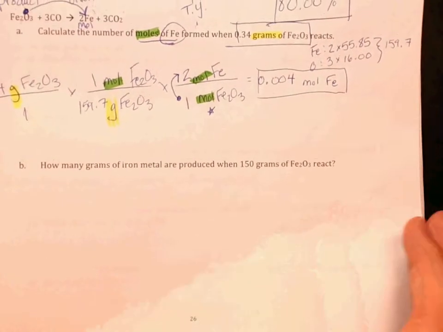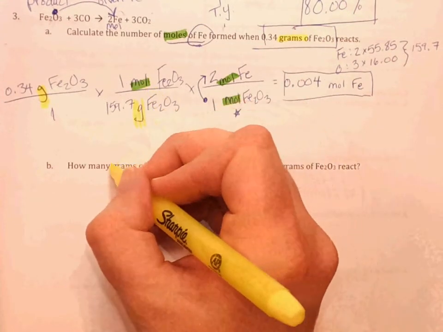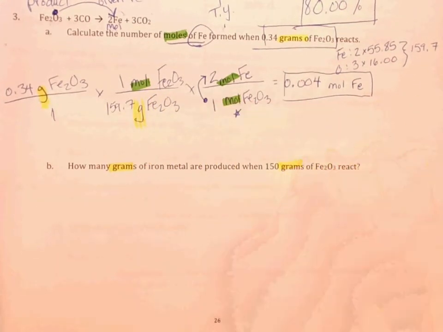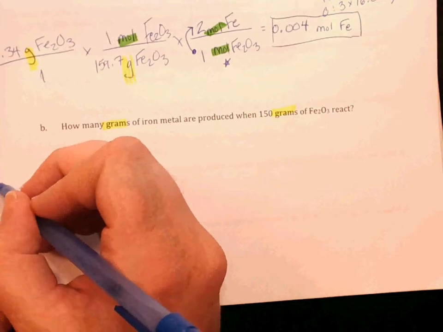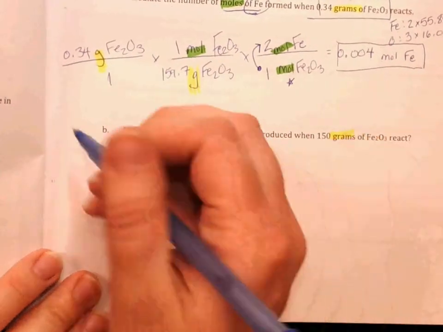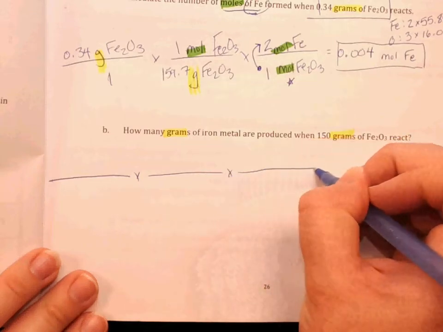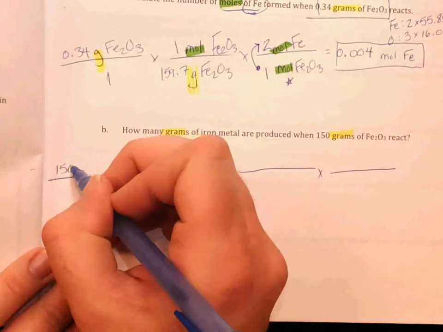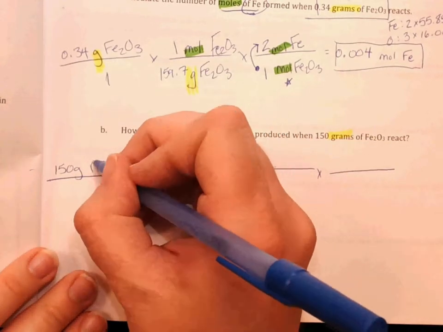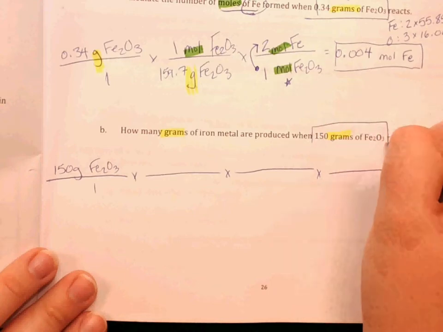Okay, let's look at 3B. How many grams of iron metal are produced when 150 grams of Fe2O3 react? Well, grams and grams is 4 fractions, and as I've said before, when you do a 4 fraction problem, you really want to start your first fraction all the way on the edge of your paper, or you're going to run out of space. The number they gave us goes on top of the first fraction over 1.